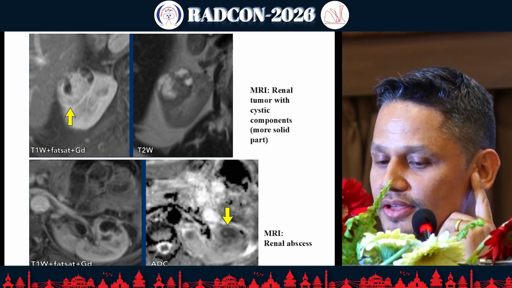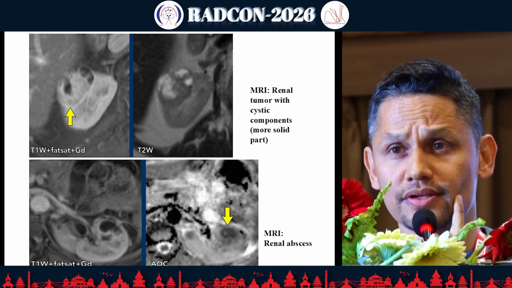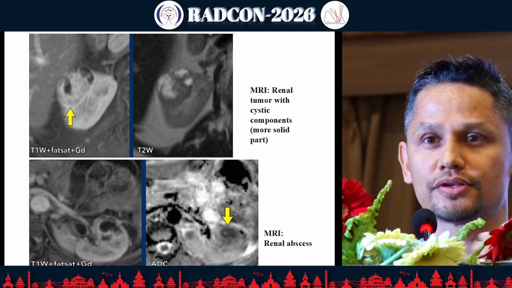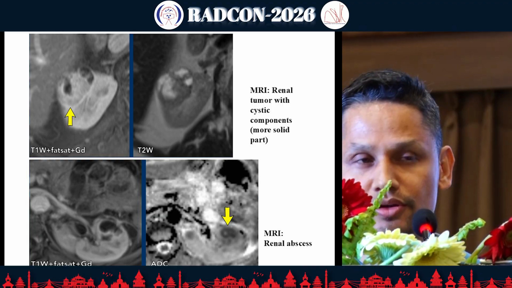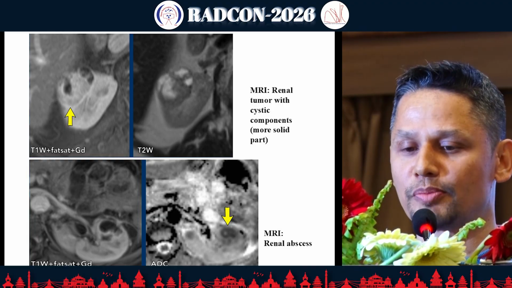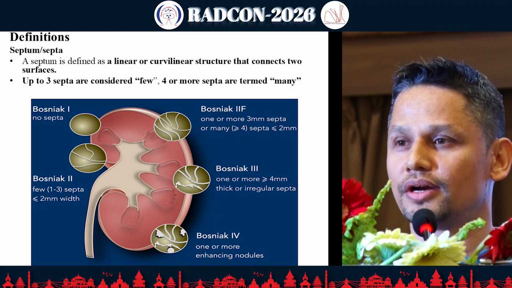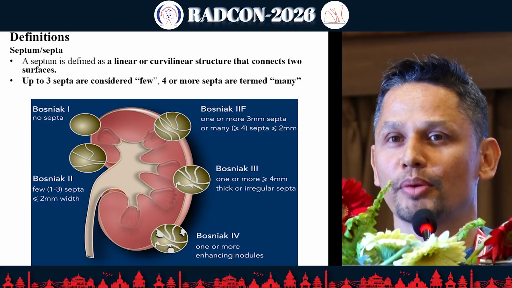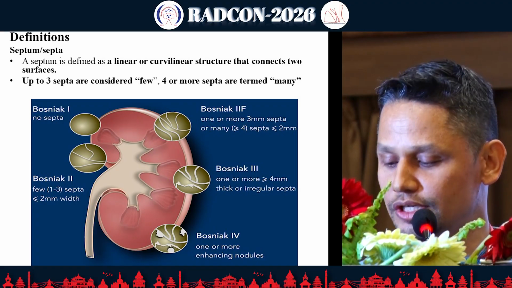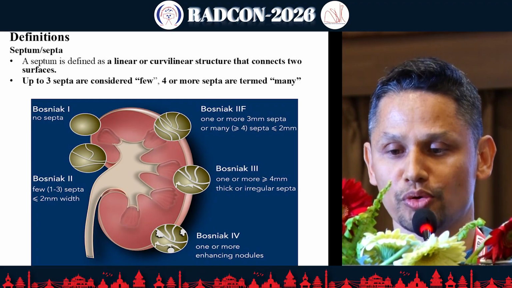And these are DWI and ADC images showing a renal abscess. This is an infective pathology, so it is also excluded from the Bosniak classification. So before the classification proper, I want to go through the definitions, because these definitions are very important so that their measurement and proper evaluation will lead to the proper category of the Bosniak classification.